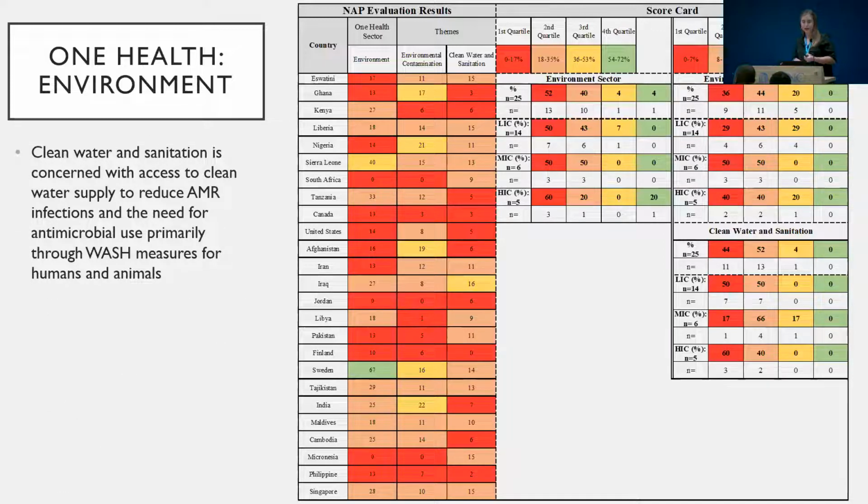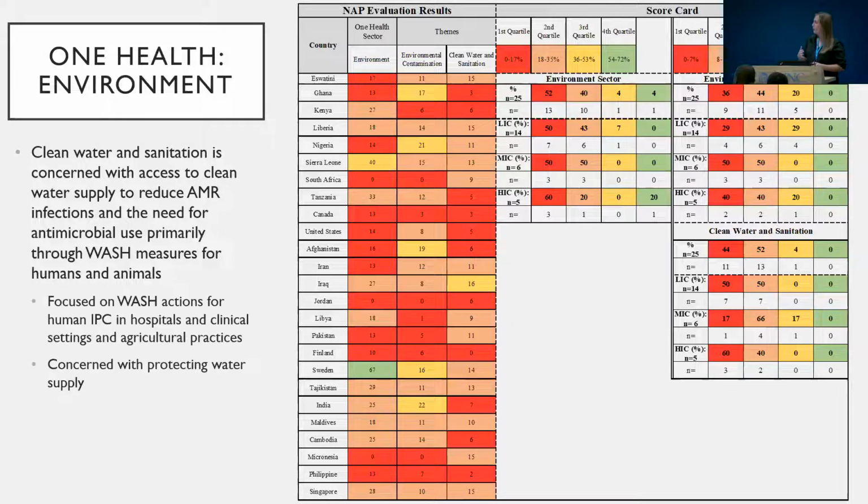And then also looking at the clean water and sanitation theme. This is concerned with access to clean water supply, specifically that's used to reduce AMR infection as well as through WASH measures in both humans and animals. And again, this ties back into protecting this water supply and human health aspect. So still really overlooking the limited concentration on these environmental health problems.